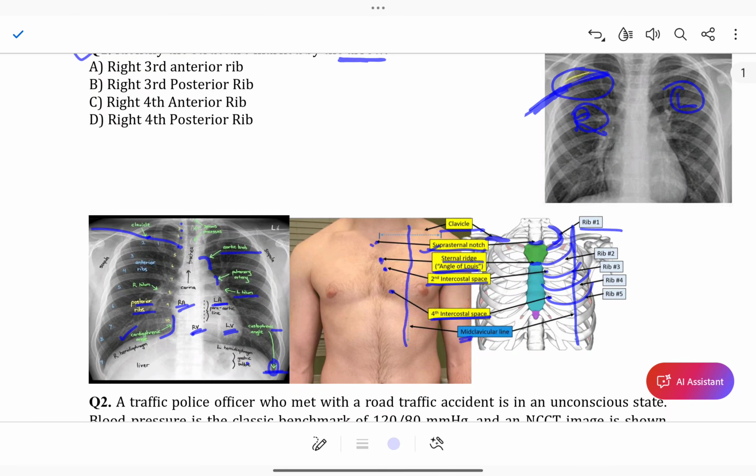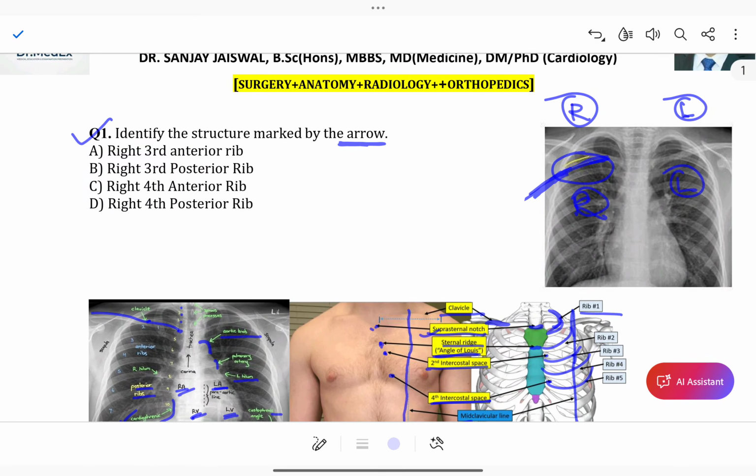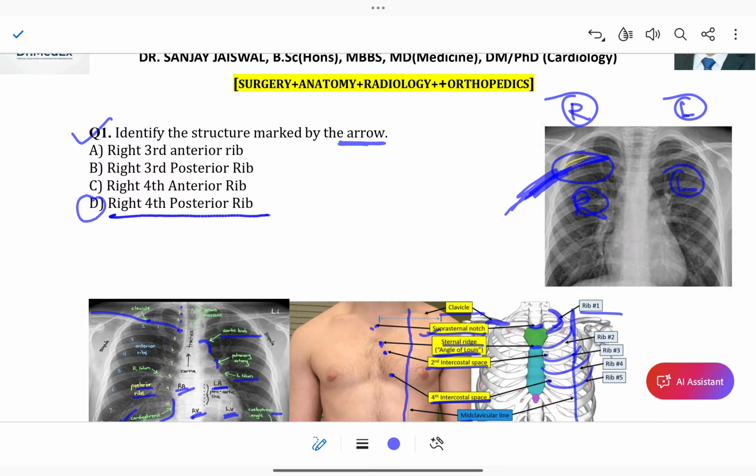So according to all this information in this question, this marking comes near the right fourth posterior rib. Right fourth posterior rib.